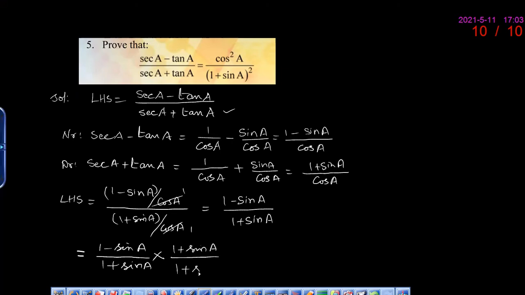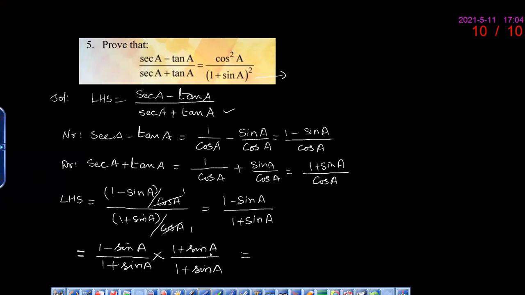Now why are we multiplying with 1 plus sin A in numerator and in denominator? When you see the RHS, in RHS you are having the denominator as 1 plus sin A whole square. So we got here 1 plus sin A in the denominator. We know that if we can get one more 1 plus sin A in the denominator, we can satisfy the RHS denominator, 1 plus sin A whole square. So let us simplify and see what we will get.